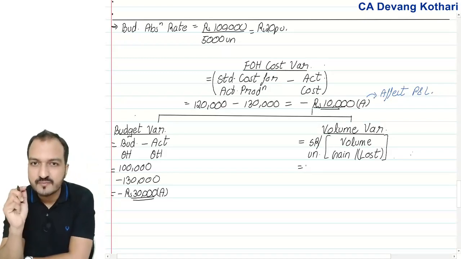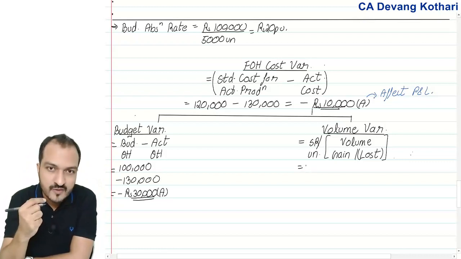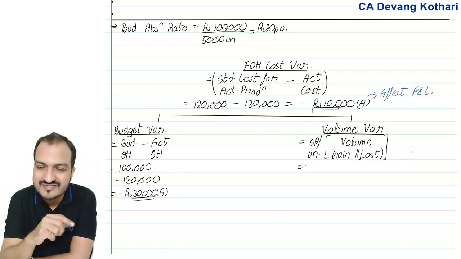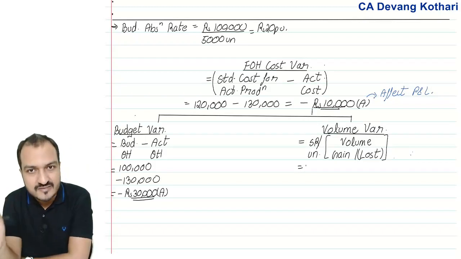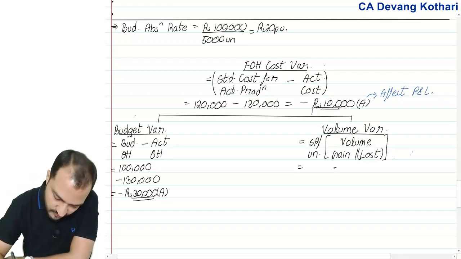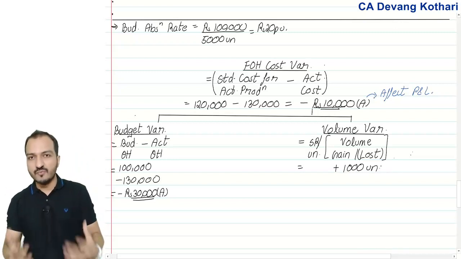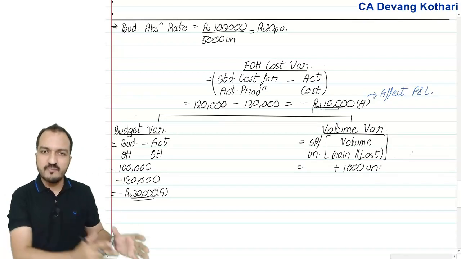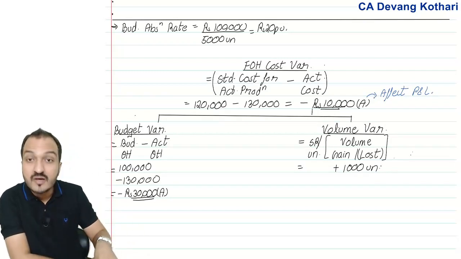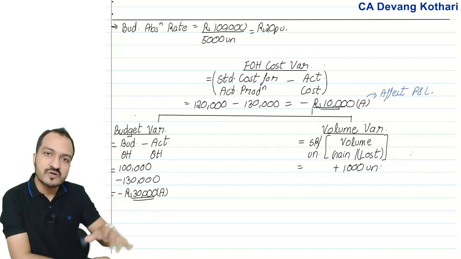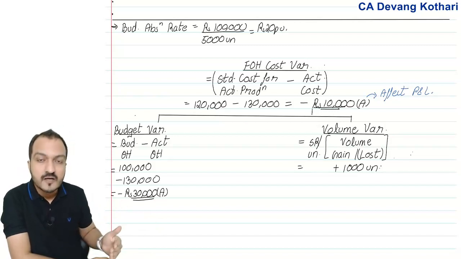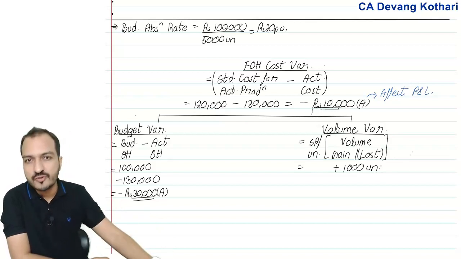Well, in this question, you have gained volume. You were supposed to produce 5,000 units. You have actually produced 6,000 units. So you have gained volume. You were able to produce 1,000 units more. Now, just because you were able to produce 1,000 units more, does that allow you to incur more rent? No. So what is the benefit of producing more units?